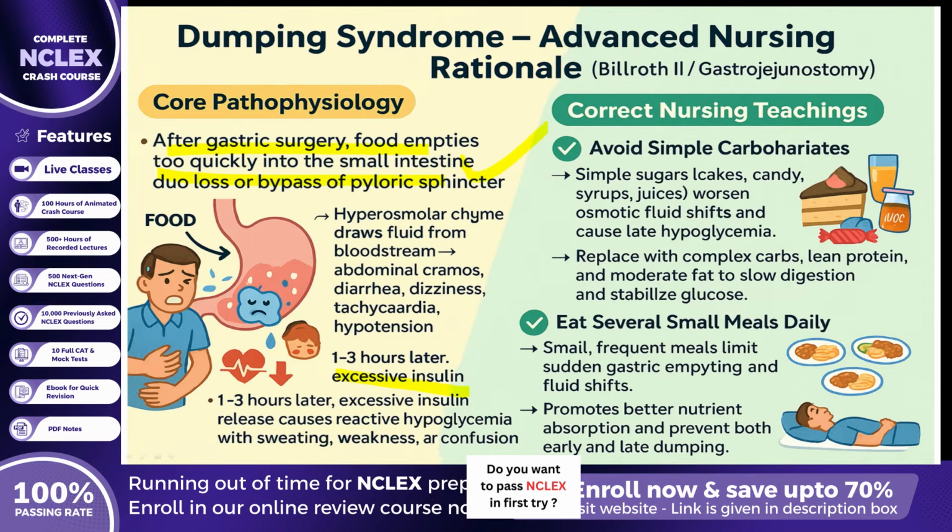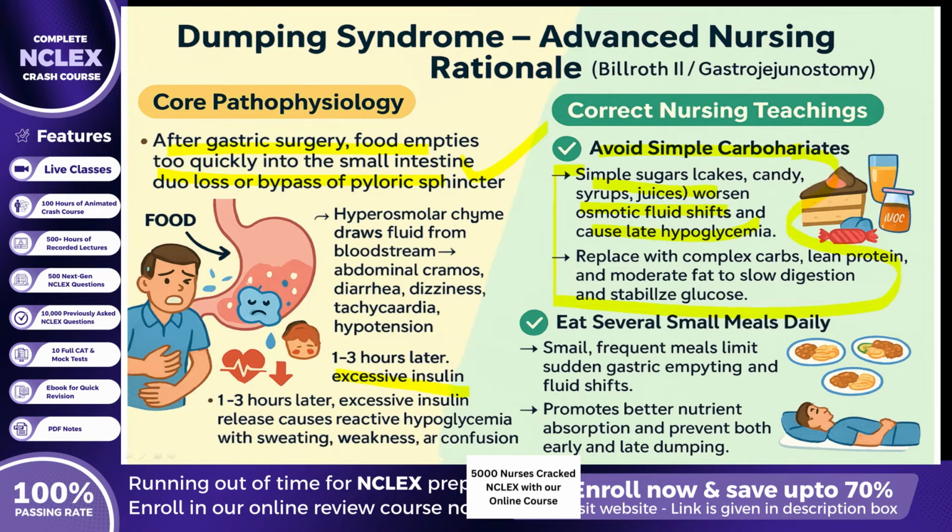Beginning with Option 2, avoid eating simple carbohydrates. Correct. Simple sugars such as candy, pastries, syrups, and fruit juices are rapidly absorbed and exacerbate osmotic fluid shifts in the intestine, worsening early symptoms and leading to reactive hypoglycemia. Instead, the client should consume complex carbohydrates, proteins, and moderate fats to slow digestion and stabilize glucose levels.